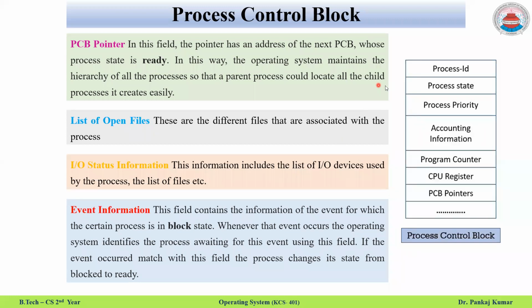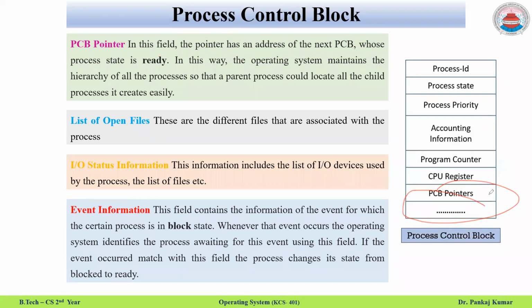Now come to PCB pointer. PCB pointer means process control block pointer. So as you know, a processor is switching from one process to another process. It means that the processor is switching from one process control block to another process control block. So all process control blocks are linked. Okay. So this link is done by pointers. In this field, the pointer has the address of the next process control block.